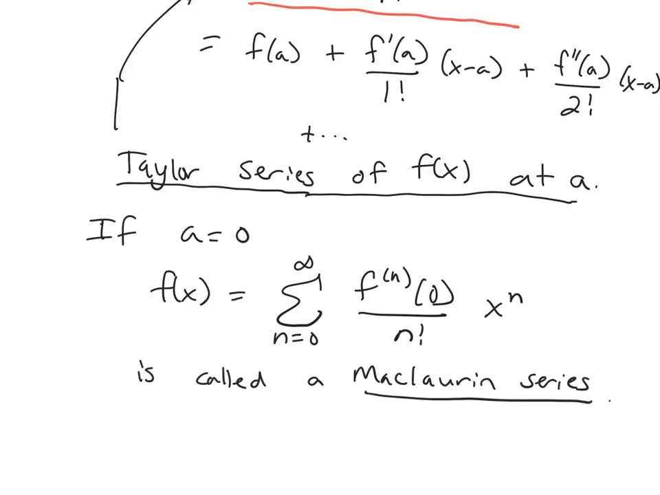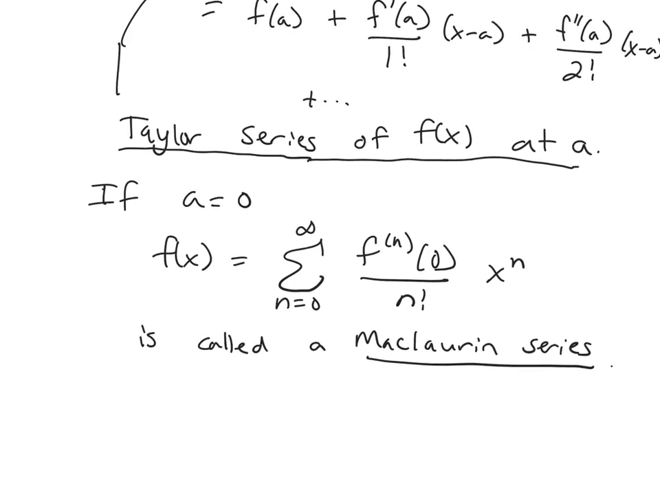So really, a Maclaurin series is just a special case of a Taylor series. In practice, a lot of times we take a equals 0, and so they decided to give that a special name. They call it the Maclaurin series.